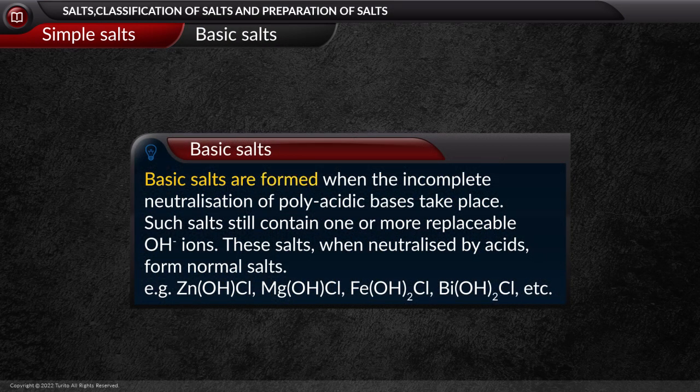Basic salts are formed when the incomplete neutralization of polyacidic bases takes place. Such salts still contain one or more replaceable OH ions. These salts, when neutralized by acids, form normal salts. Examples are ZnOHCl, MgOHCl, Fe(OH)2Cl, Bi(OH)2Cl, etc.